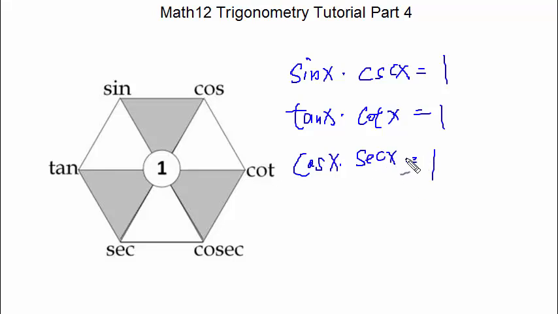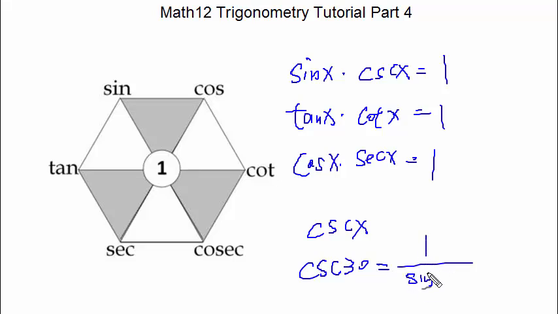So we can change this a little bit. For example, what does cosecant 30 equal? We don't know that directly, but we know this is 1 over sine 30. Sine 30 is 1 over 2. So it will be 1 over 1 over 2, which is equal to 2, and done. So we can use them wisely here.